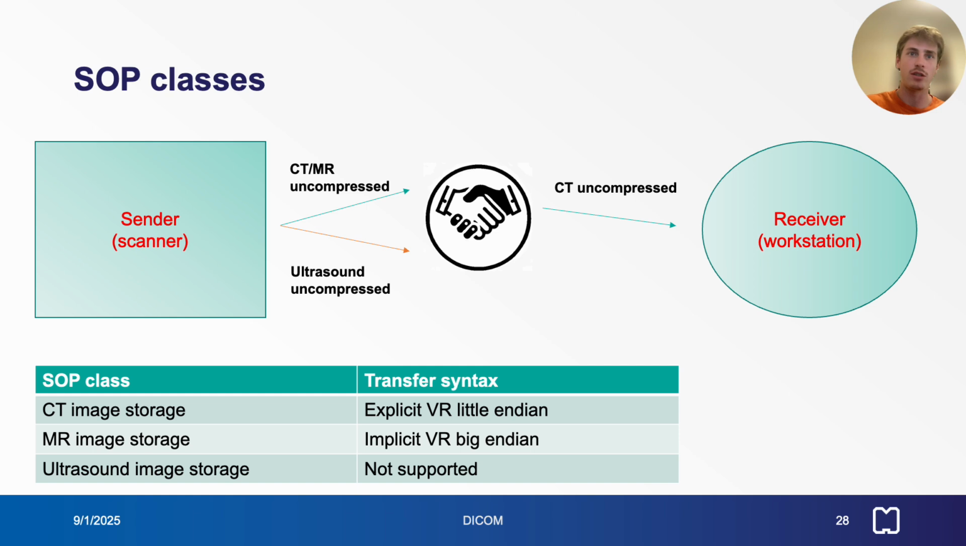DICOM instances, such as CT or MR images, are transmitted over the network using services like the storage service class. The combination of a service class and an IOD forms a service object pair, or SOP class, such as the CT image storage SOP class. Before transmitting, the sender and receiver negotiate which SOP classes and transfer syntaxes they support. This ensures compatibility, as some devices may only support specific modalities or formats.